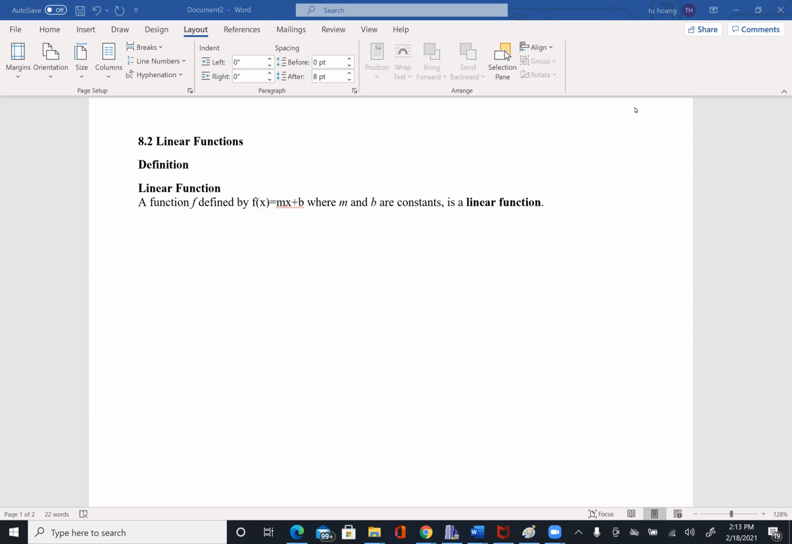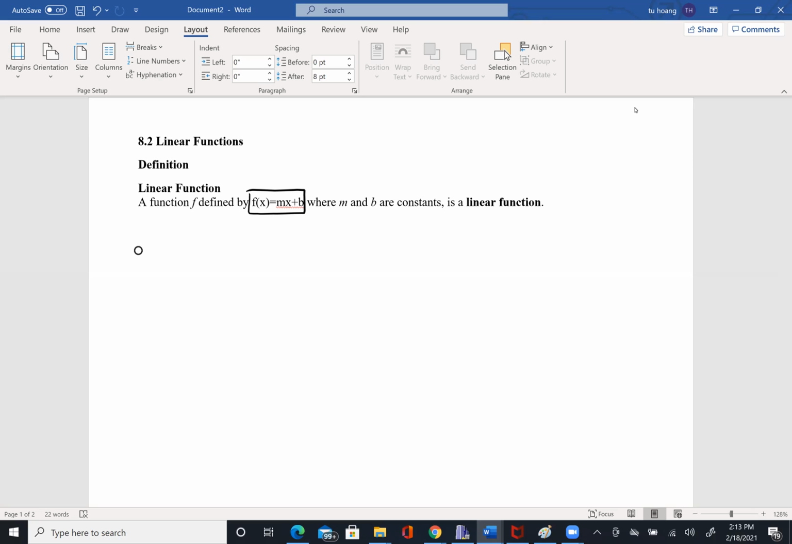Hello class. So today I'm going to talk about section 8.2, linear function. Okay, what is a linear function? So let's have a definition of it. A linear function is a function f defined by f(x) = mx + b, where m and b are constants. And this is a linear function.